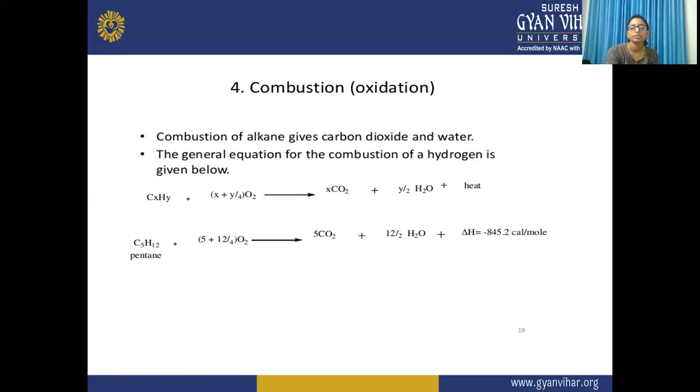So here combustion of alkane gives carbon dioxide and water, and the general equation for the combustion of hydrocarbon is given below. So here CxHy plus O2 will give CO2, H2O, and heat. Here the heat will evolve out from this reaction. And here we have taken the example pentane. When pentane is reacting or is oxidized, there will be a formation of CO2 and H2O, and the heat that is evolved out is minus 845.2 calorie per mole.